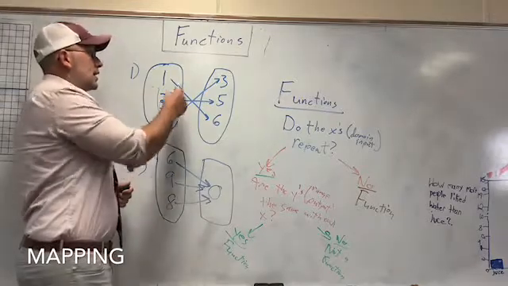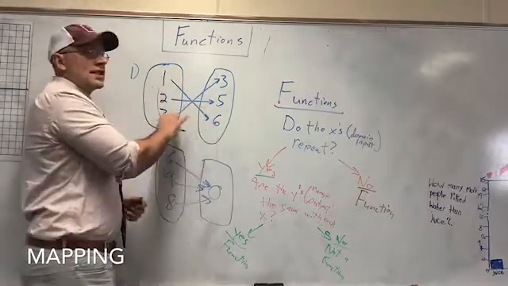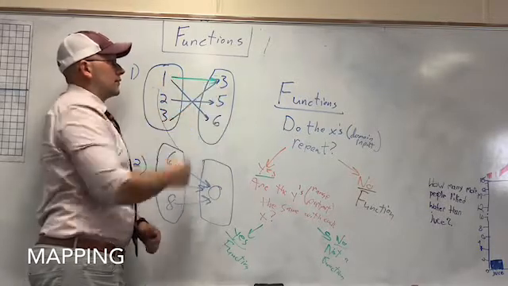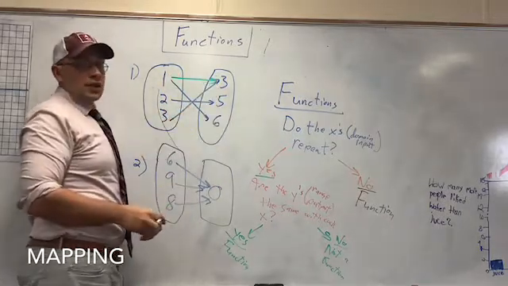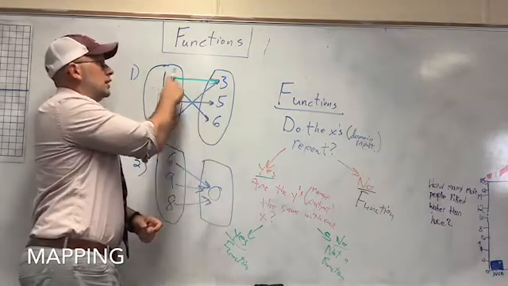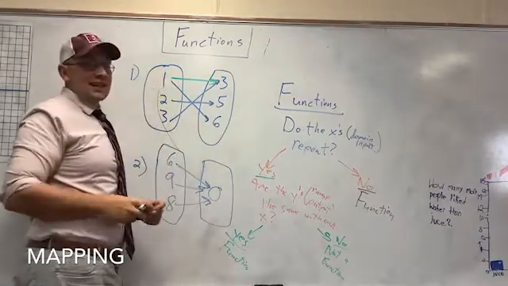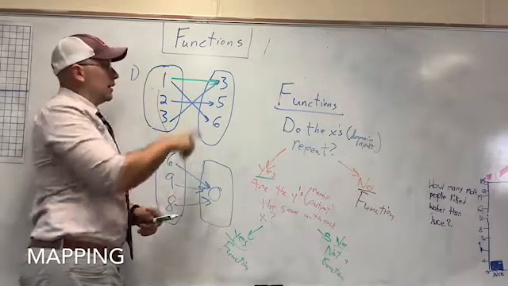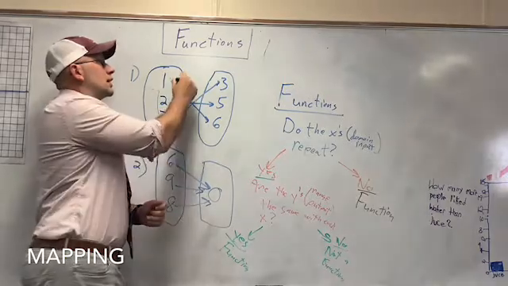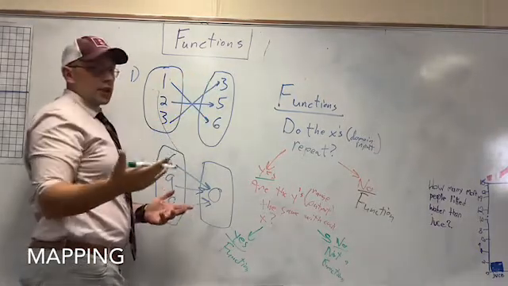So let's say I added, right now this is a function. What if I added that in? It is no longer a function because it's saying one time I put in 1 and I get 3. Next time I put in 1, I get 6. That makes it not a function. But as long as you only have the one line coming off your x, you're good.